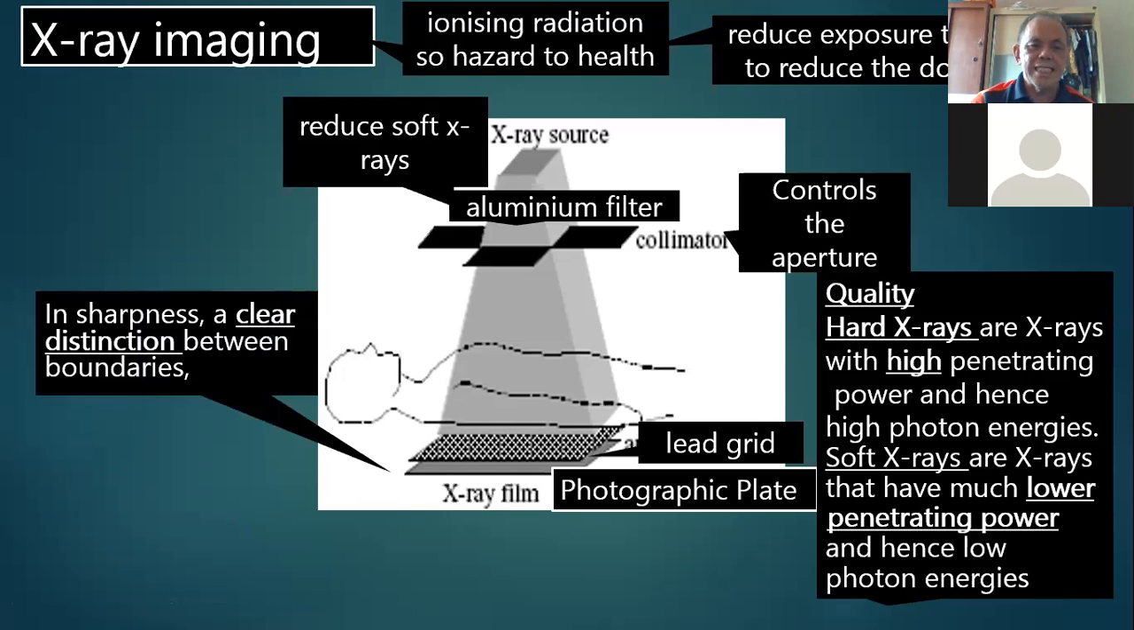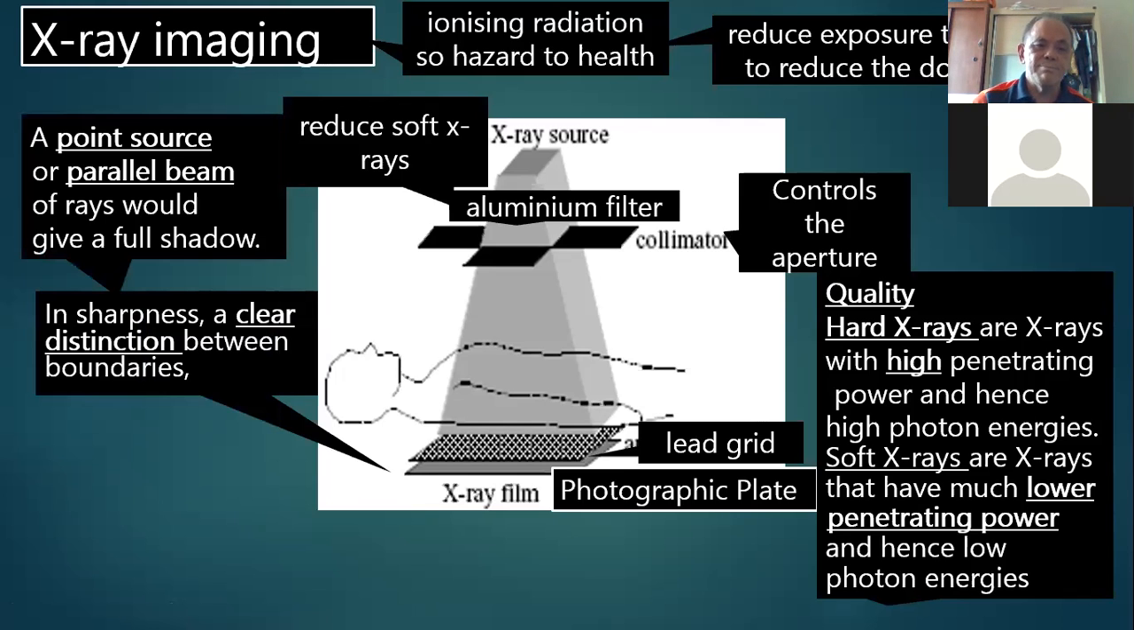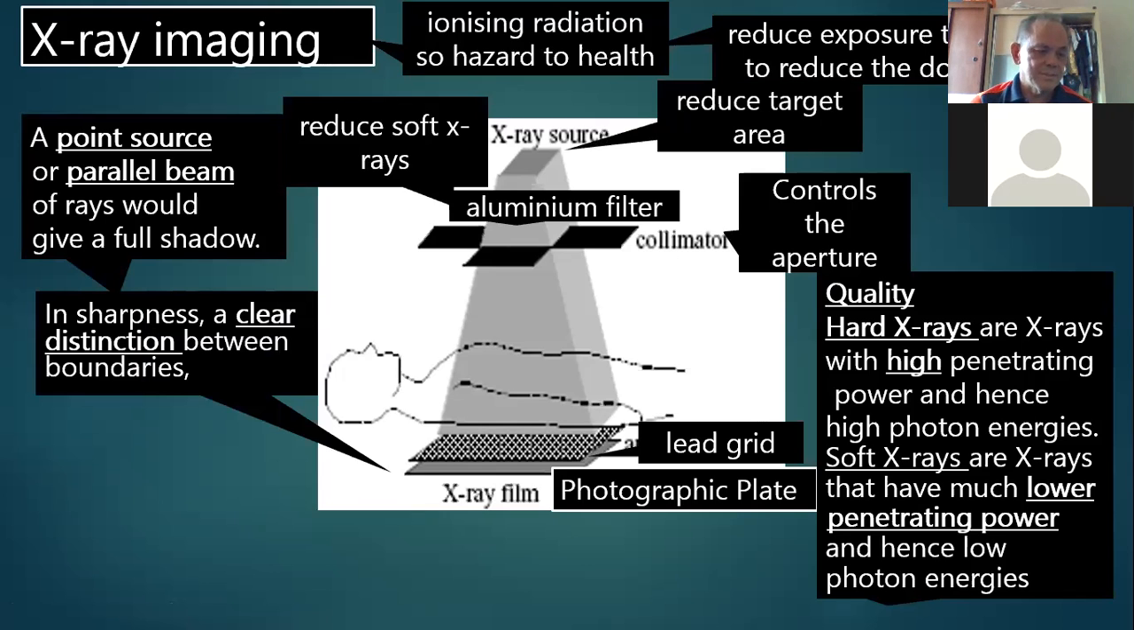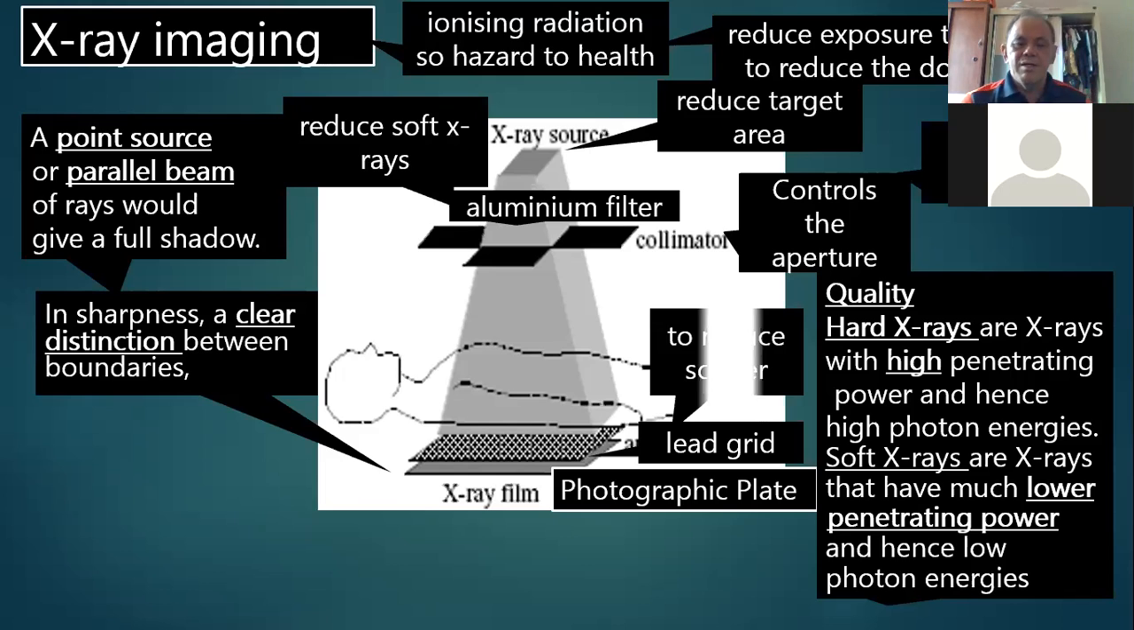Sharpness, a clear distinction between boundaries. Point source or parallel beam will give a full shadow, give a sharp image. So one way to improve sharpness is to reduce the target size, reduce the aperture size. Make the aperture smaller, cut out the partial shadow, and also scatter. We don't want the scattered rays to disturb our image, so we use a lead grid to absorb it.